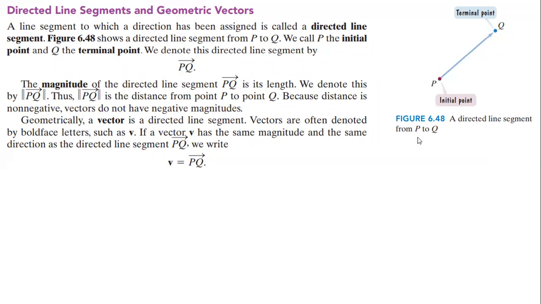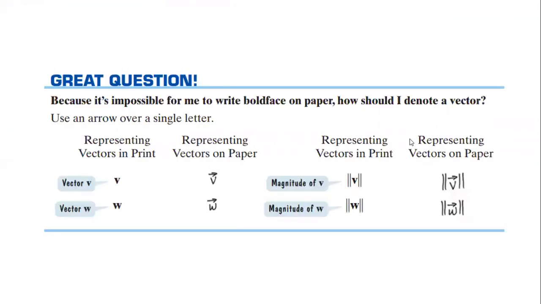It takes the same properties of the vector. Here is a great question, because it's impossible for you, guys, to write in boldface when you write by hand. So how should I denote a vector? On the computer you write vector V in boldface and W in boldface. On paper you should write it like this: V with an arrow.